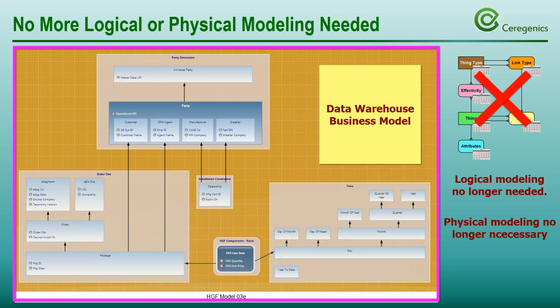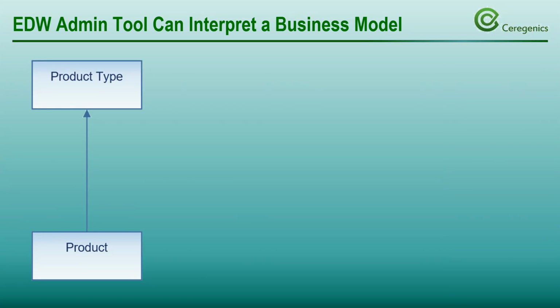When you don't have to slow down to translate your business concepts into logical and physical data models, think how much time your development teams will save. Such time savings is why hyper-generalized data modeling offers the ultimate in agile data warehouse delivery. To make this more real, let's analyze how the data warehouse automation tool would interpret just a small part of a business model for a business intelligence application.